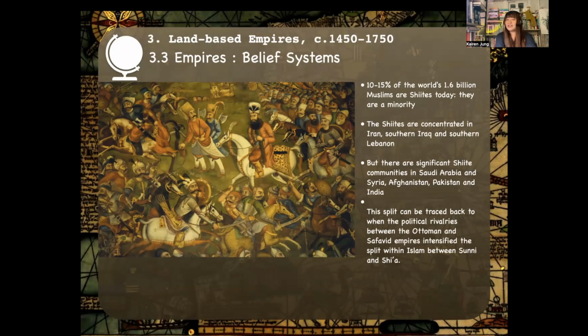They're concentrated in Iran, southern Iraq, and southern Lebanon, but there are significant Shiite communities in Saudi Arabia, Syria, Afghanistan, Pakistan, and India. I'd really just encourage you to pull up a map and just look at it and visualize it and think, oh, okay, these are the areas where these empires were. These are the areas where the Sunni and the Shiite are today. And this split can be traced back to when the political rivalries between the Ottoman and the Safavid empires really just intensified and then split within Islam between the Sunni and the Shia.